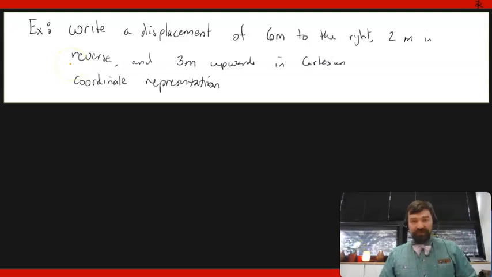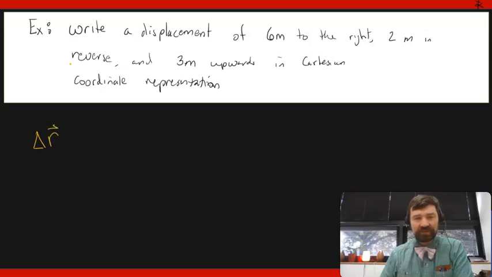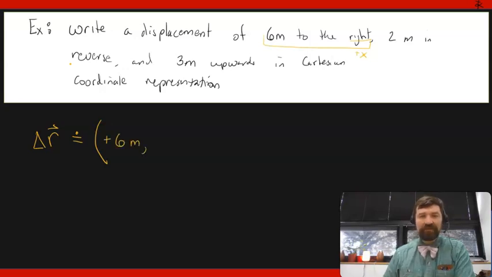So for example, let's say that we have a displacement of 6 meters to the right, 2 meters in reverse, and 3 meters upward, and we want to express that in Cartesian coordinate representation. So my displacement, maybe we would represent this as delta R or something like that, could be written with this representation. So this is 6 meters to the right. This to the right says that it's in the x and specifically the plus x direction. So we would start with plus 6 meters, comma.